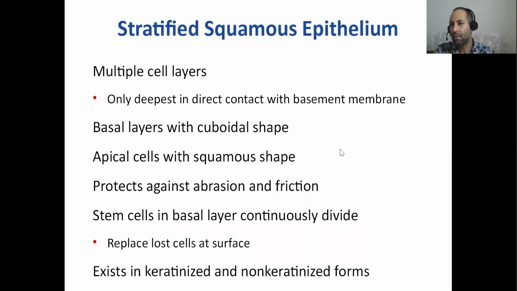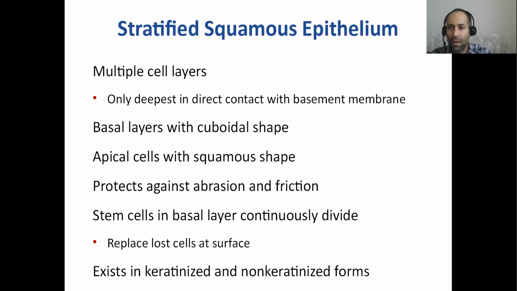Stratified squamous epithelium, so multiple layers of squamous cells, as you can see here. This is the perfect type of epithelium for protection against friction and abrasion and wear and tear, as you can see here, okay? So the stratified squamous epithelium, again, comes in two forms, keratinized and non-keratinized.